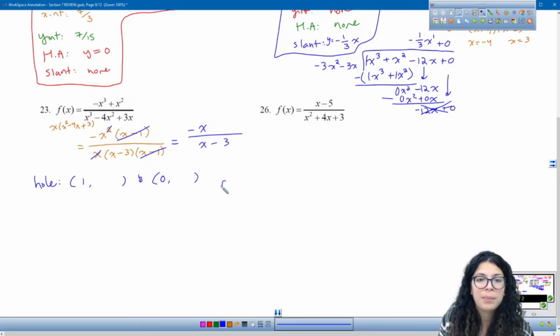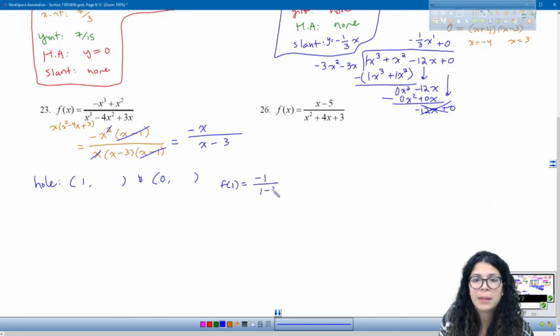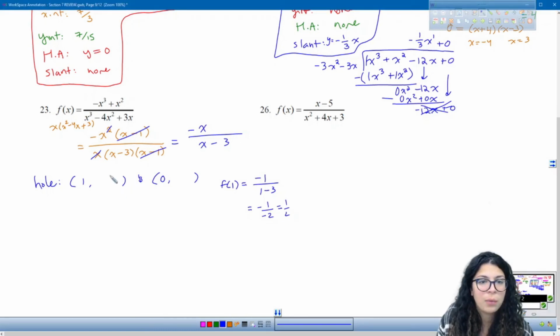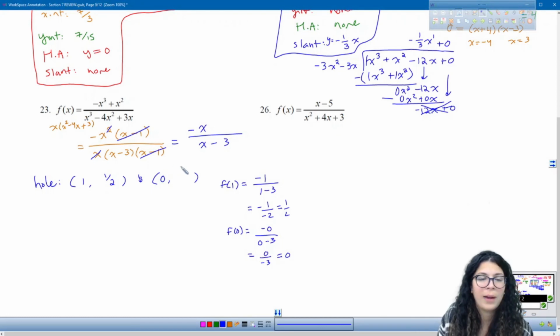So if we plug in f of 1, that would give us negative 1 over 1 minus 3, which would be negative 1 over negative 2, which would be 1/2. So for the x value of 1, that y value is 1/2. Then we can go ahead and plug in 0. F of 0 would be negative 0 divided by 0 minus 3, which would be 0 divided by negative 3, which is 0. So for an x value of 0, the y value is 0.